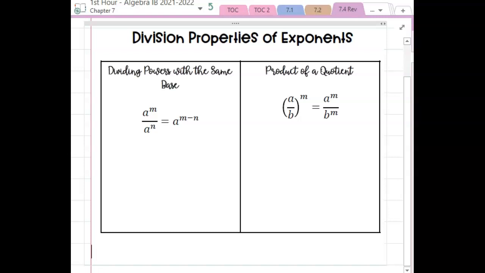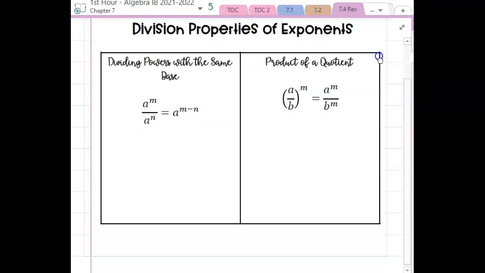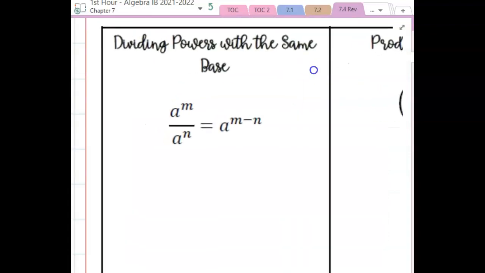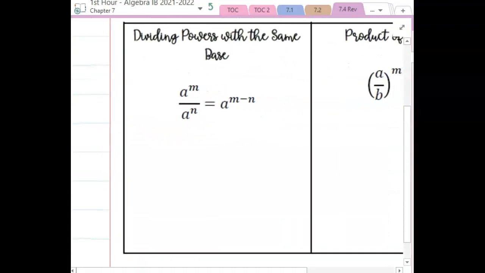Right, so today we are going to review the last two rules of properties of exponents, so the two division properties of exponents. Pretty simple rules, I think. So the first one, dividing powers with the same base. The first time that we talked about this, I mentioned that when we multiply powers with the same base, we add the exponents. So it's kind of convenient that whenever we divide powers with the same base, we're going to subtract the exponents.